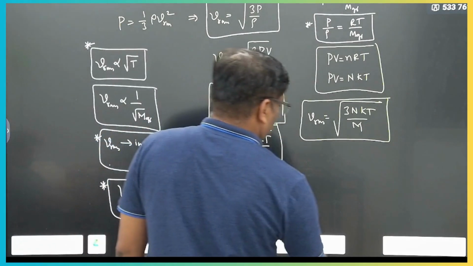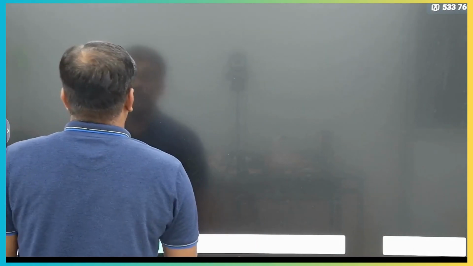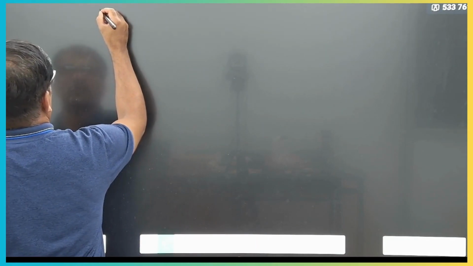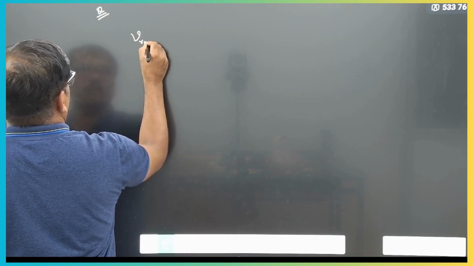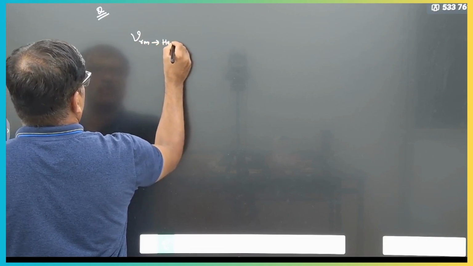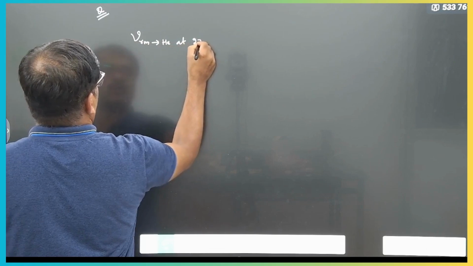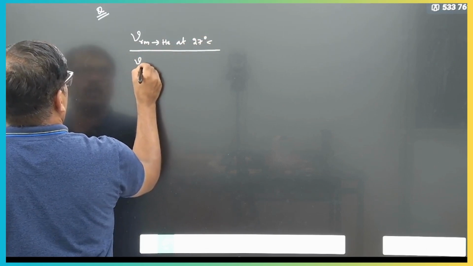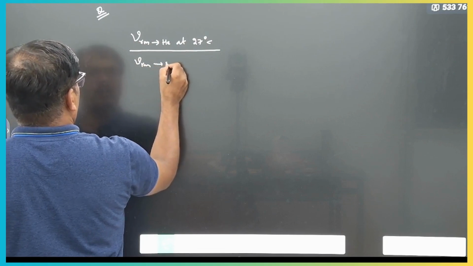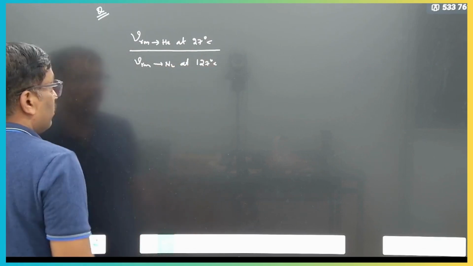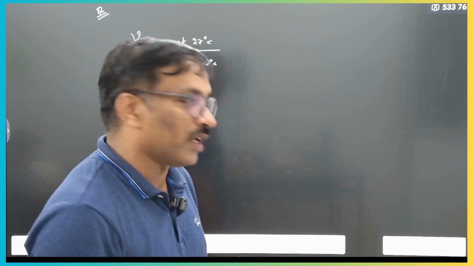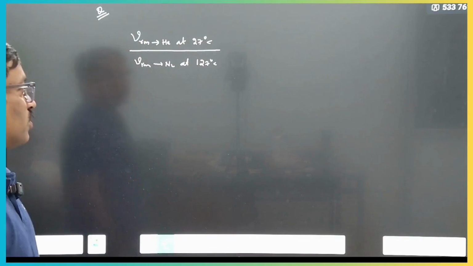Clear? So we can do one very simple question now. Let us do one question. We calculate the RMS speed of helium at 27 degrees centigrade divided by the RMS speed of nitrogen at 127 degrees centigrade. So this ratio we want to calculate. How does RMS speed depend upon this? RMS speed depends upon the temperature and is inversely proportional to the gram molecular weight.